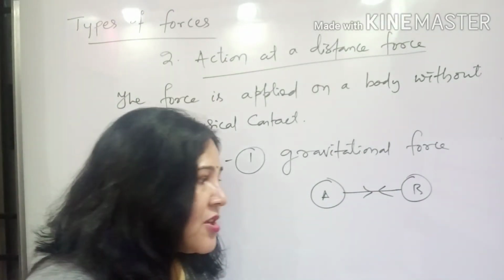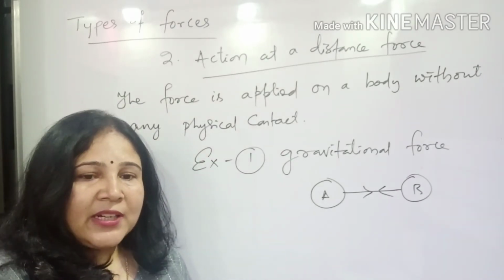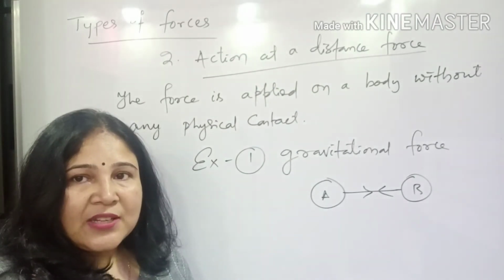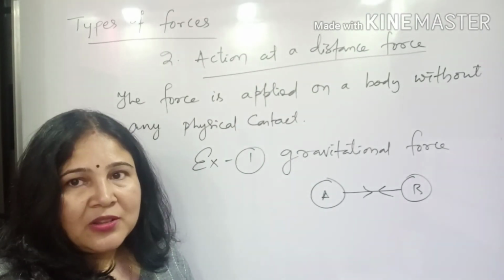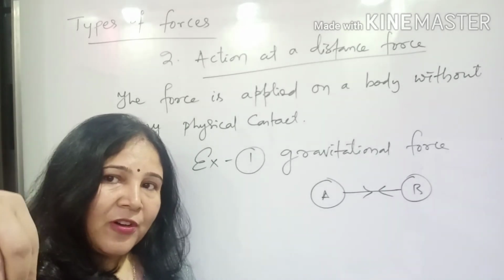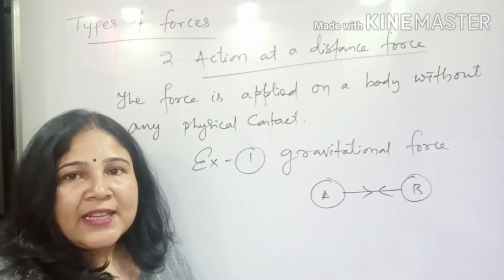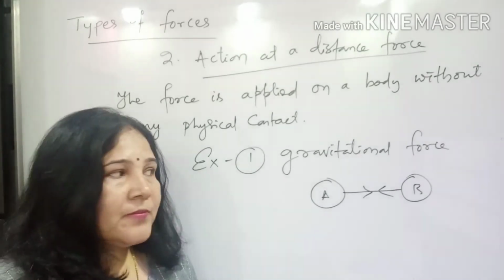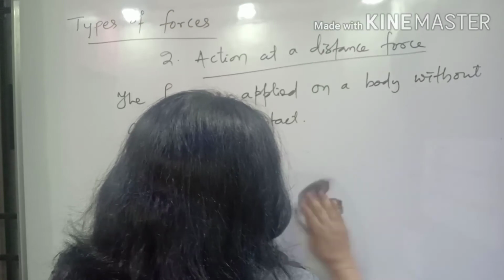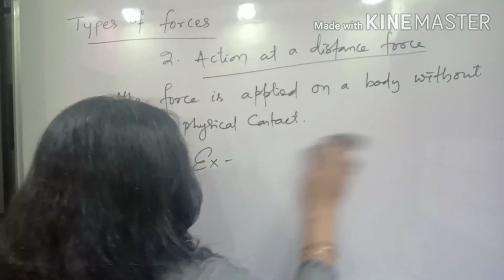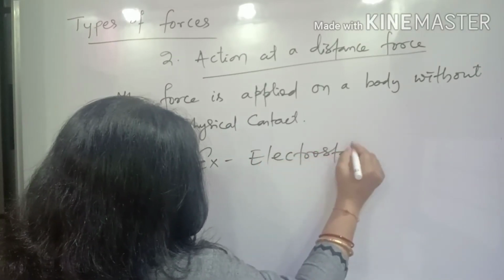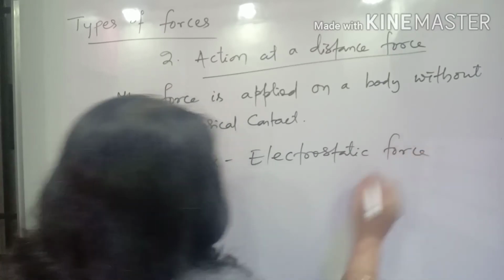Due to this gravitational force, whenever we leave a body from a certain height, the body always goes down due to gravitational force, or you can say gravity. The force of gravity pulls that body towards the earth. That's why whenever a body falls, it always goes down. So this is an example of action at a distance force. Similarly, another example of action at a distance force is electrostatic force.